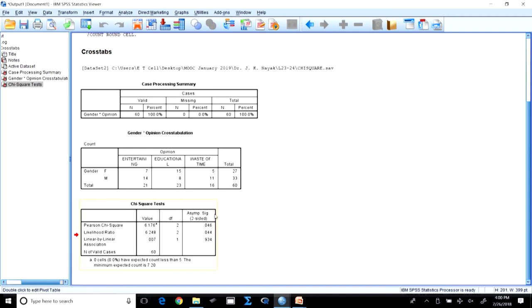Now, if it is rejected, what do we mean in this case? It means there is a difference between the opinion regarding entertainment, educational and waste of time between male and female, right. So, this is what we have learnt through this output, and this is how you should write it: at a particular degree of freedom and level of significance, the table value is this much and the calculated value is this much. Since the table value is lesser than the calculated value, the calculated value is more, and the p value is less, it is to be rejected.